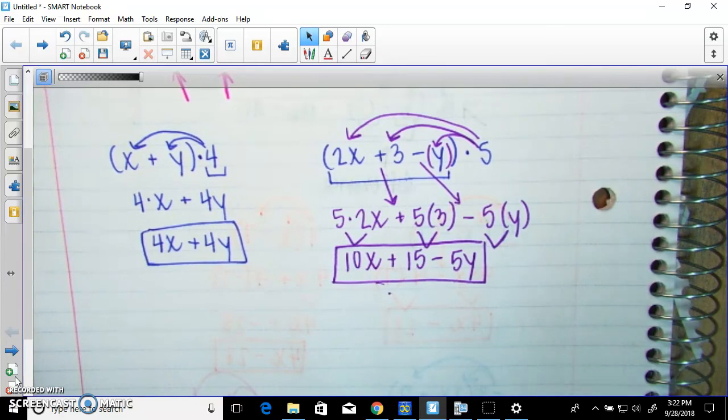I hope this helps you understand the distributive property. If not, definitely look online. Khan Academy has some great videos as well as math antics. And good luck on your practice questions tonight.